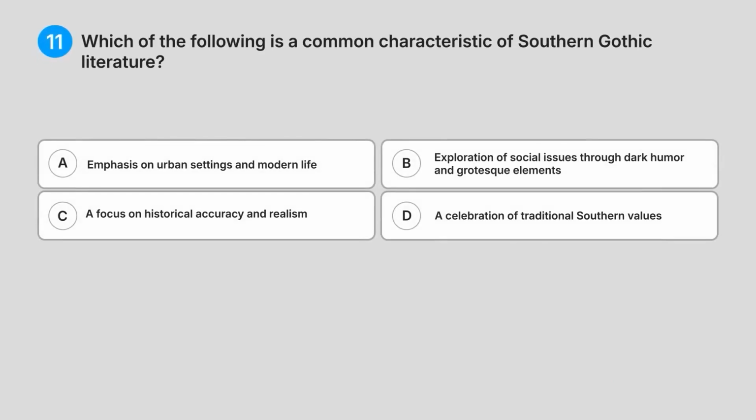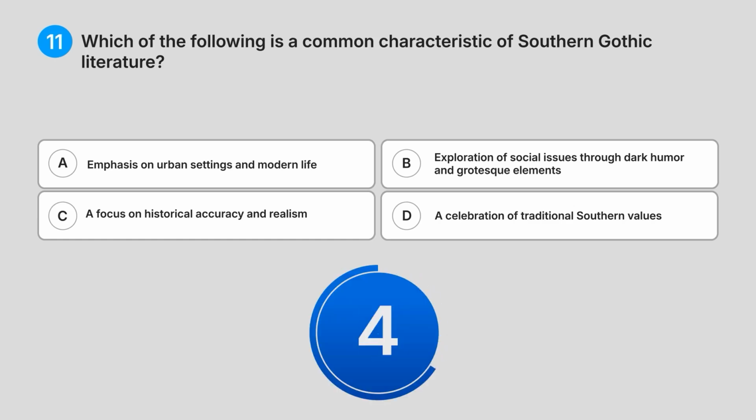11. Which of the following is a common characteristic of Southern Gothic literature? A. Emphasis on urban settings and modern life. B. Exploration of social issues through dark humour and grotesque elements. C. A focus on historical accuracy and realism. D. A celebration of traditional Southern values. What do you think is the answer?